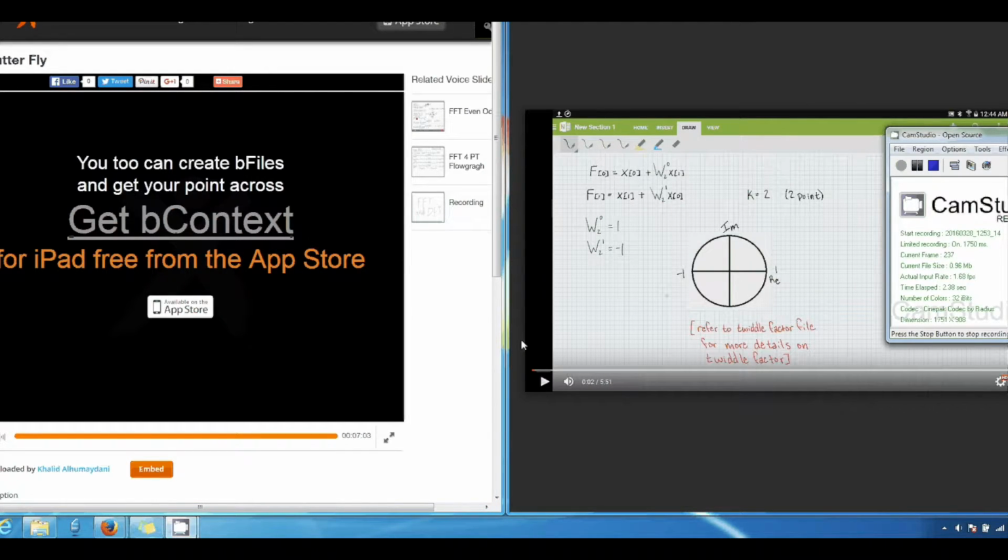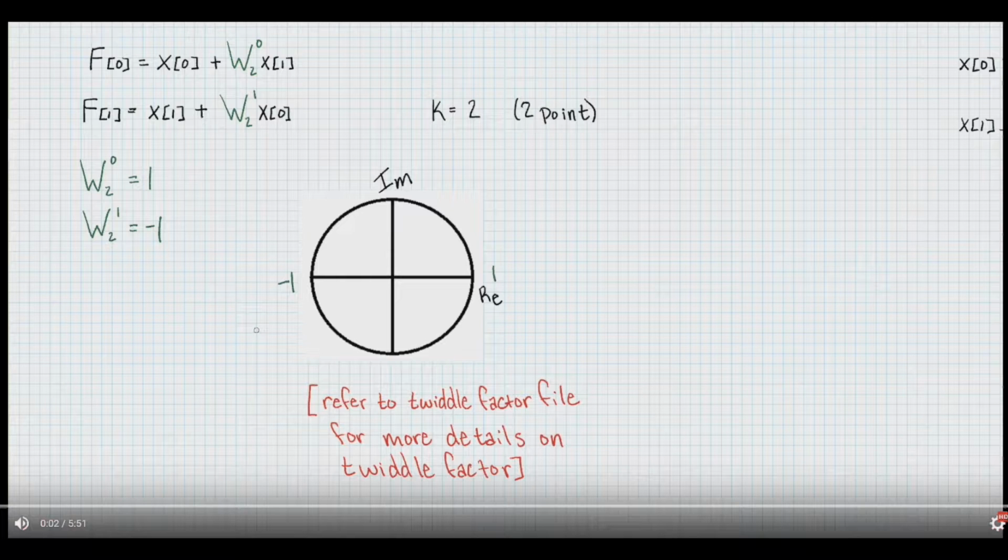Hello class, so today we'll be going over how we create our flow graph in our FFT. So in this case we're going to be making a flow graph using a 2-point, so our K here will be equal to 2. This should be green, my bad, I'll go back and won't mention that later.